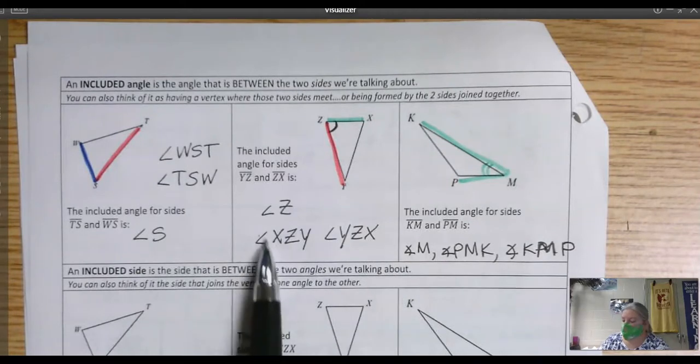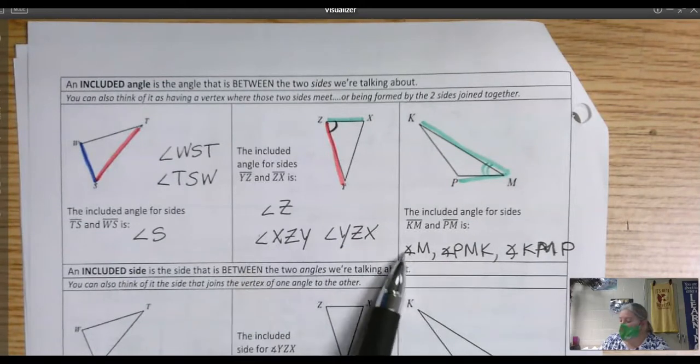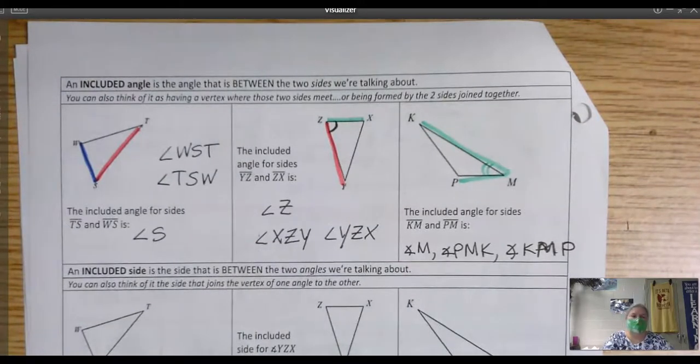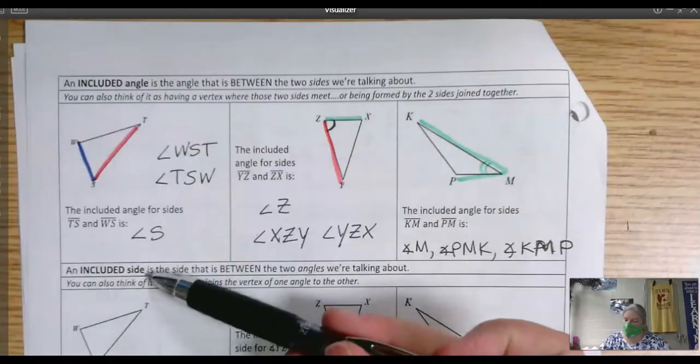You could just draw a little thing that looks like an angle, or a little thing that looks like an angle that's been marked with an arc. Sometimes the reason people like to do this instead is because this might look like a letter L if you're not careful. Okay, let's look at some more, and this time we're going to look at included sides.